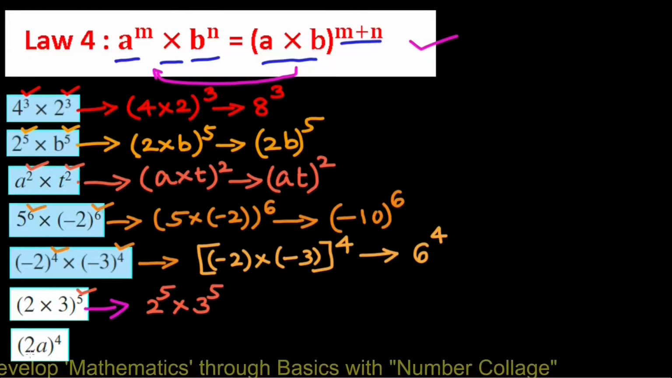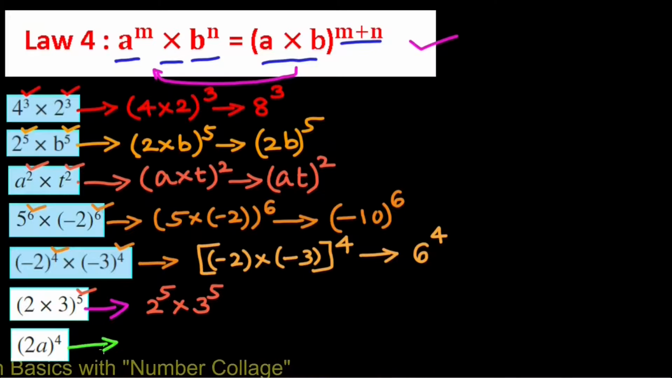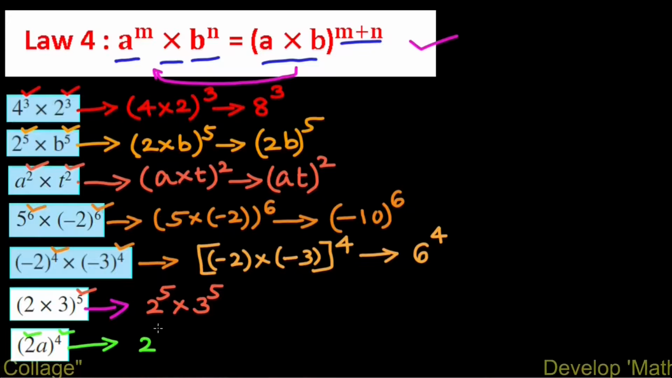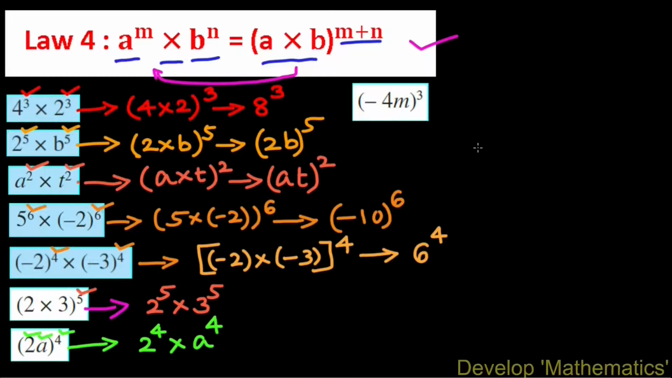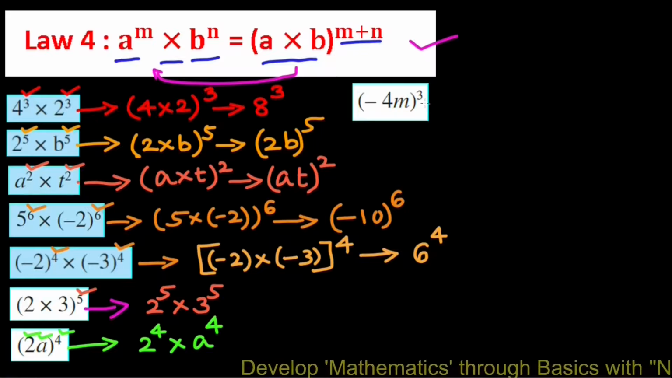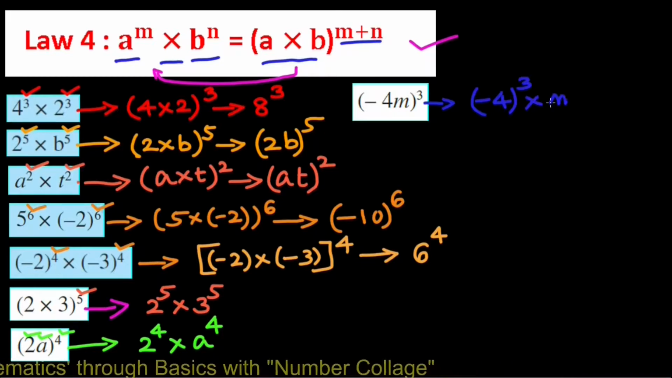We have to express 2a raised to 4 in the exponential form. So we will raise this 2 to this power 4, multiplied by this a to the same power 4. We have to write minus 4m cubed in the exponential form. So it will be minus 4 cubed multiplied by m cubed.